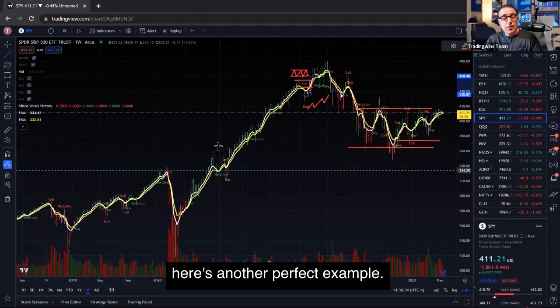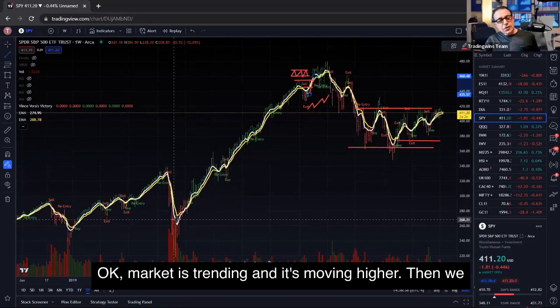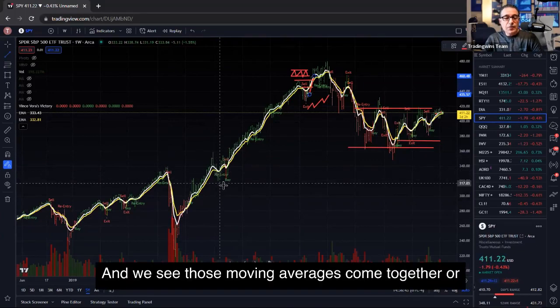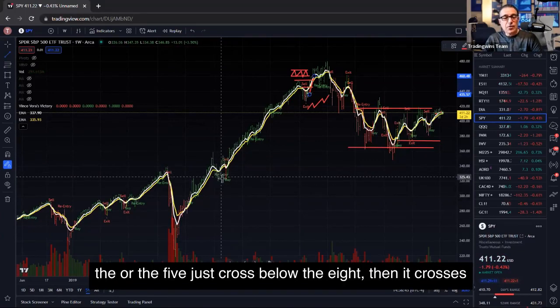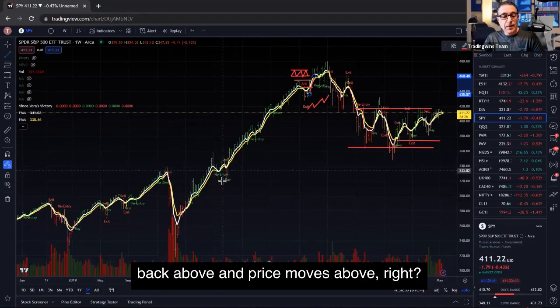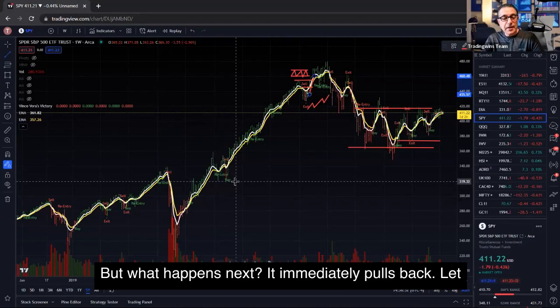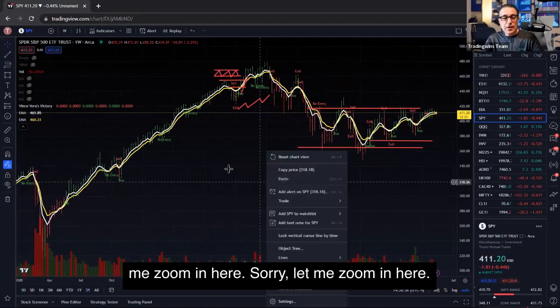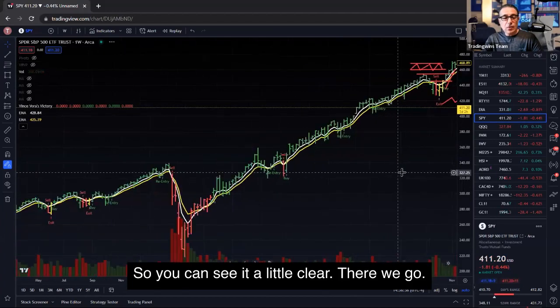And look, here's another perfect example, okay? Market is trending, it's moving higher. Then we see a pullback, and we see those moving averages come together, or the 5 just cross below the 8. Then it crosses back above and price moves above, right? But what happens next? It immediately pulls back. Let me zoom in here so you can see it a little clearer.